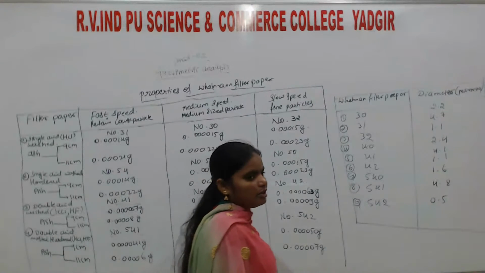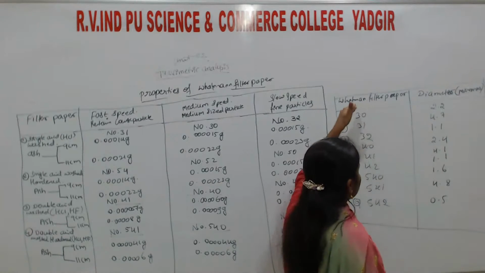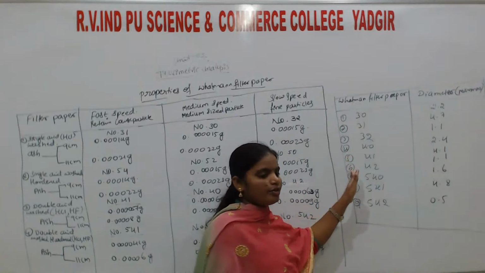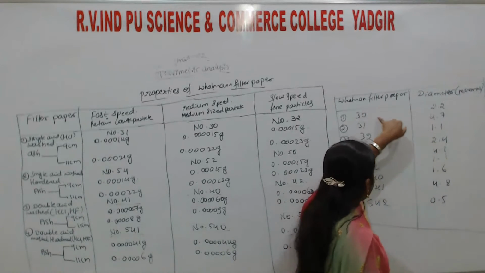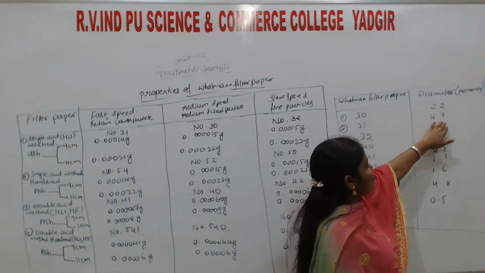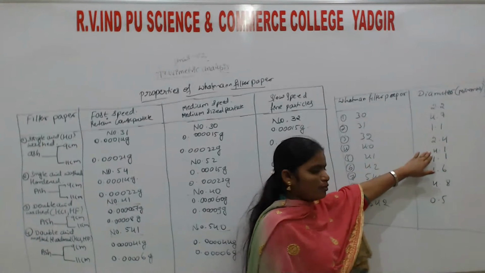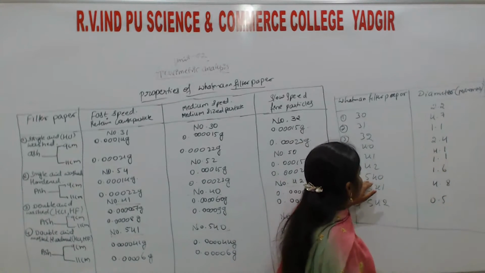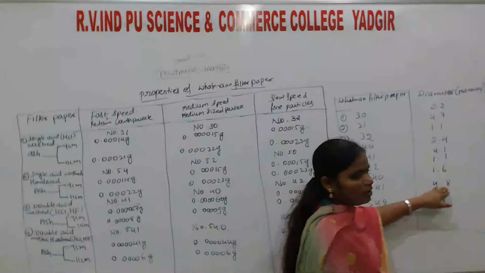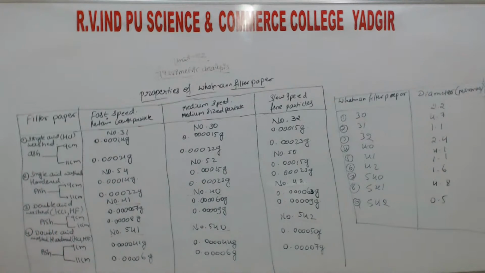Here the diameter is written in microns. Whatman filter paper numbers 30, 31, 32, 40, 41, 42 and 540, 541, 542. Here in microns: 30 is 2.2, 31 is 4.7, 32 is 1.1, 40 is 2.4, 41 is 4.1, 42 is 1.1, 540 is 1.6, 541 is 4.8 and 542 is 0.5. These are the Whatman filter papers.